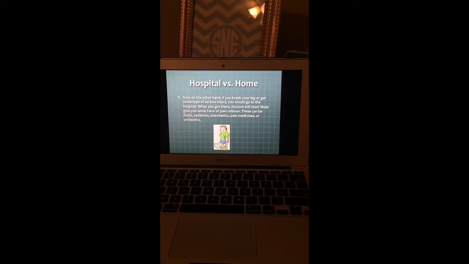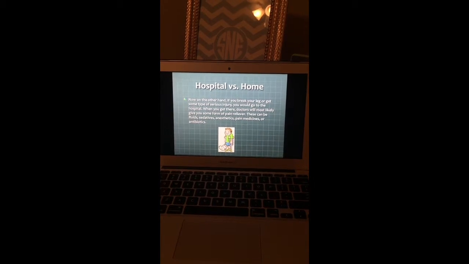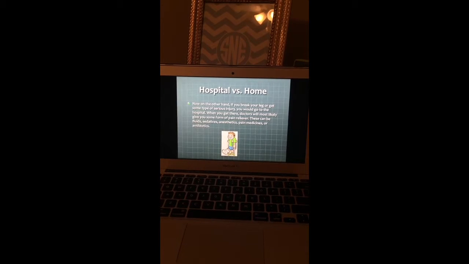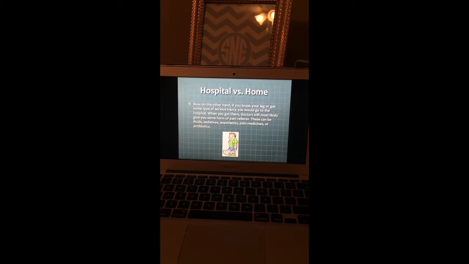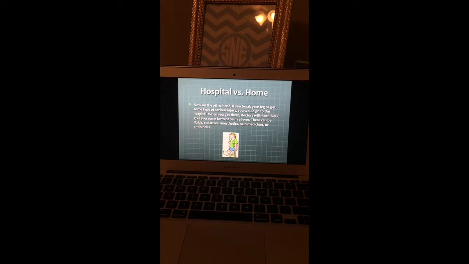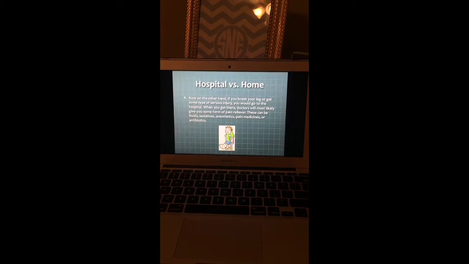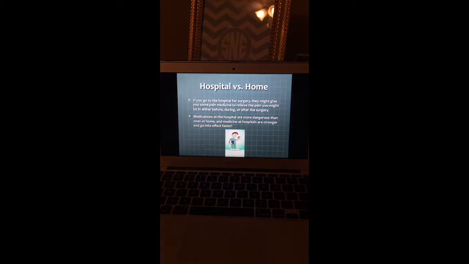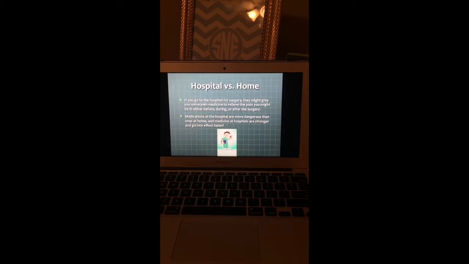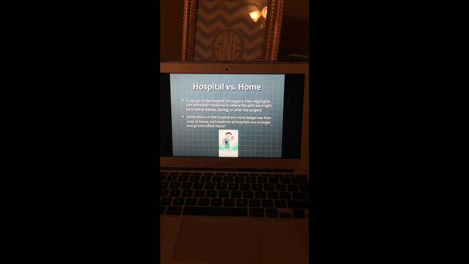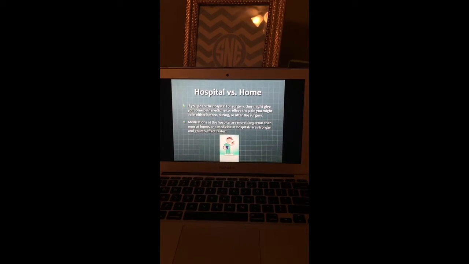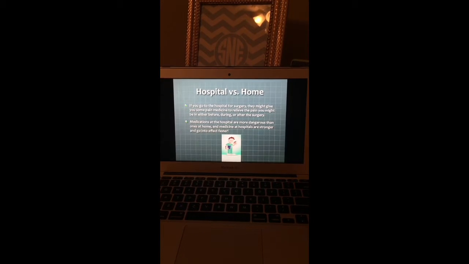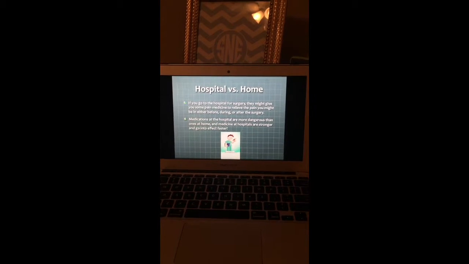Now, on the other hand, if you break your leg or get some type of serious injury, you would go to the hospital. When you get there, doctors will most likely give you some form of pain reliever. These can be fluids, sedatives, anesthetics, pain medications, or antibiotics. If you go to the hospital for surgery, they might give you some pain medicine to relieve the pain you might be in, either before, during, or after the surgery. Medications at the hospital are more dangerous than the ones at home, and medicine at the hospital is stronger and can go into effect faster.